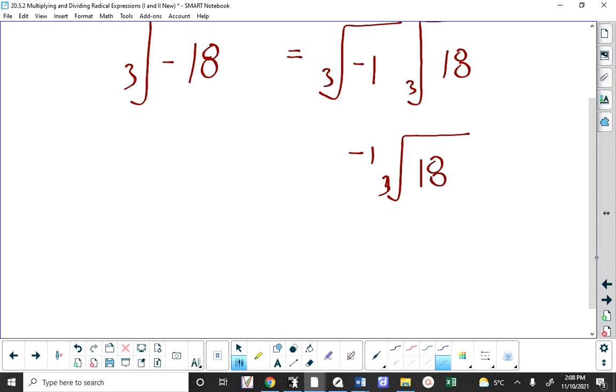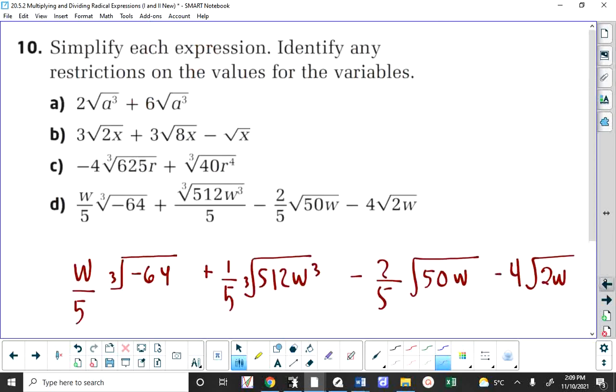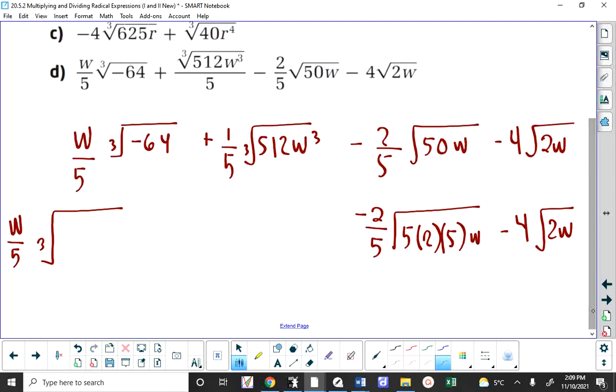So then I have cube root of 18. When I'm looking at this over here where I have the cube root of negative 64, part of me wanted to just make the negative appear in front of the w over 5. I'm going to do this just in steps, though. I'm going to put negative 1 there, and then I'm going to take 64 and tear it apart into as many small numbers as I can, and it turns out that it will be 2 times 2 times 2 times 2 times 2 times, I believe, 2. I think there are going to be 6 2's there.